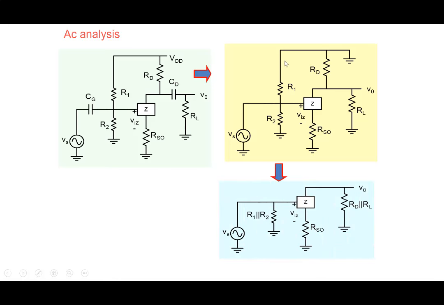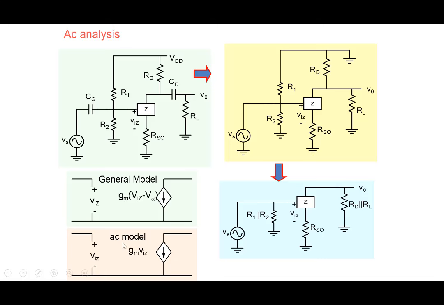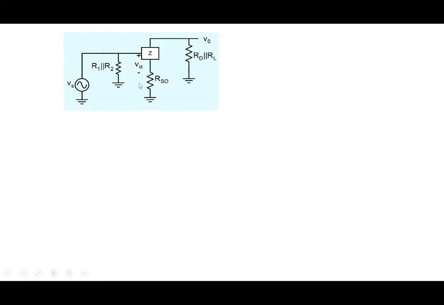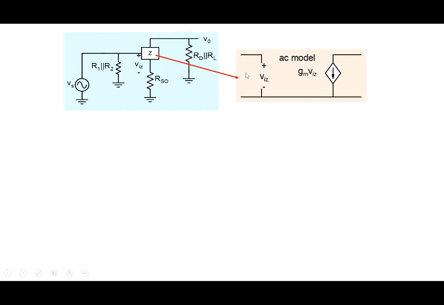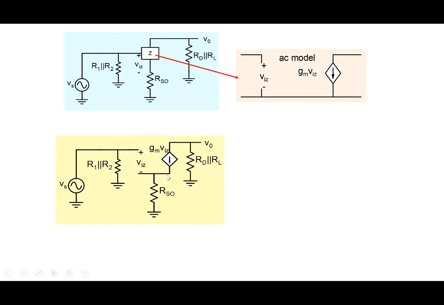And we can simplify it. Note that this point is ground, so R1 is effectively in parallel with R2. RD is effectively in parallel with RL. So we can simplify the circuit in this particular manner here. And then this is the model for this particular element. And we had seen earlier that Gm times V alpha is a DC part here, so we can ignore it. So this is the AC model of this particular element, our element Z. So let's take this element out and put in the AC model. Let's replace it by the AC model shown over here. And we get the circuit here.